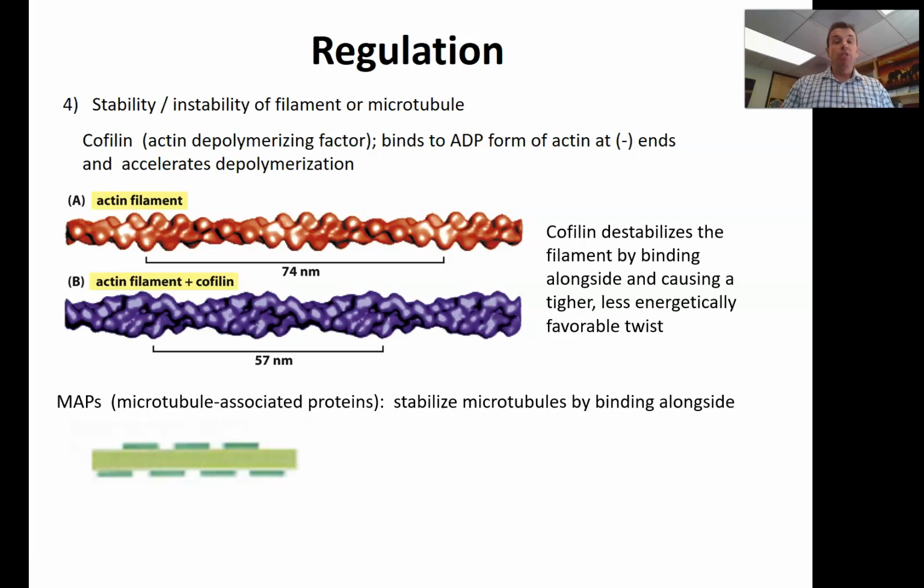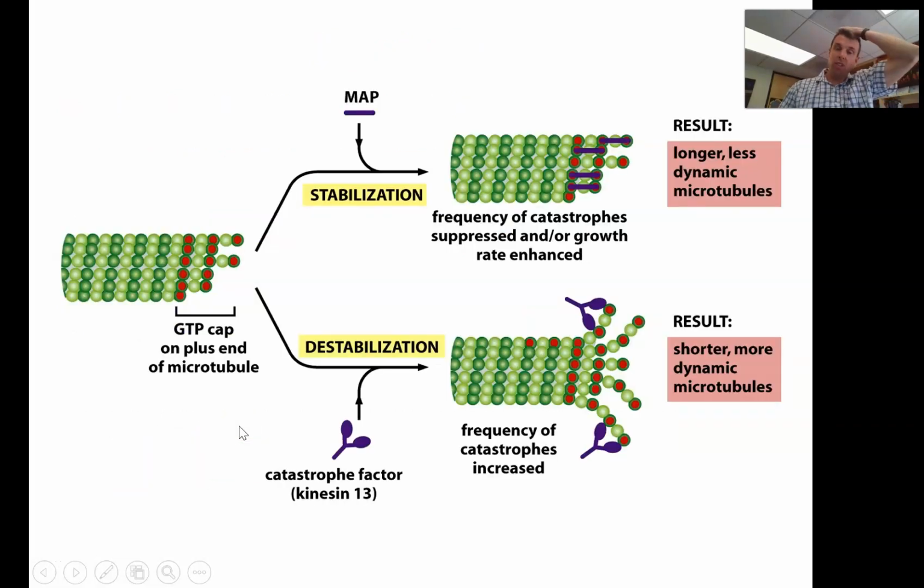For microtubules, you can have MAPs. MAPs basically bind to the edge of microtubules, and they're going to stabilize them by binding alongside. So let's think about this for a second. We know that dynamic instability occurs when the hydrolysis catches up. So if this cap is no longer a T cap and now hydrolysis caught up and it's a D cap, that causes bending and basically peeling and collapse of that microtubule.